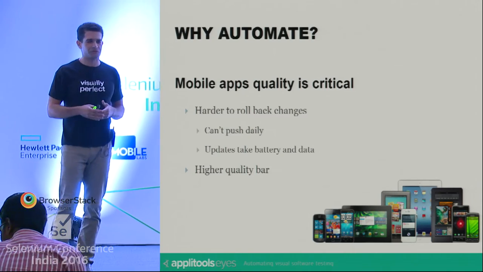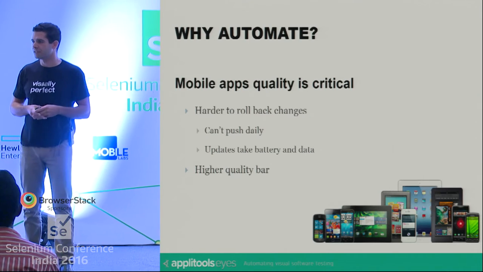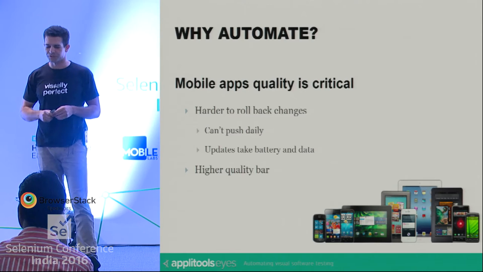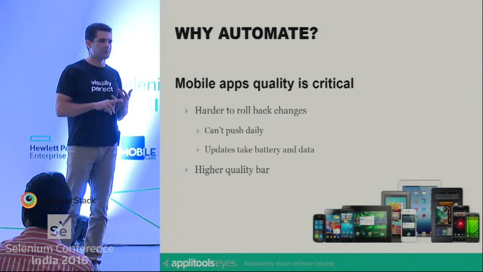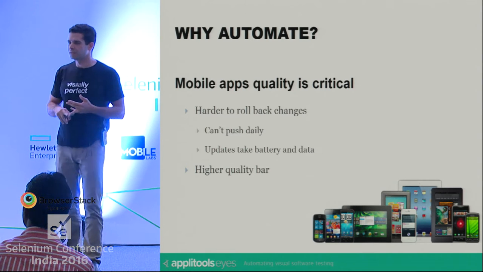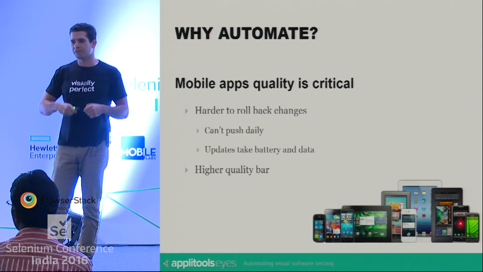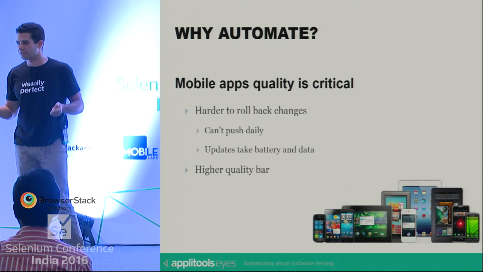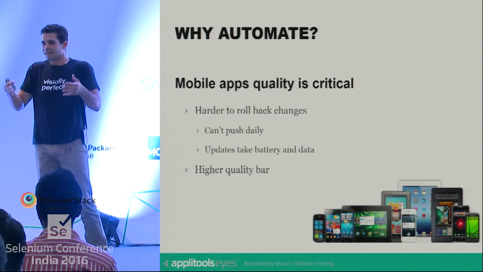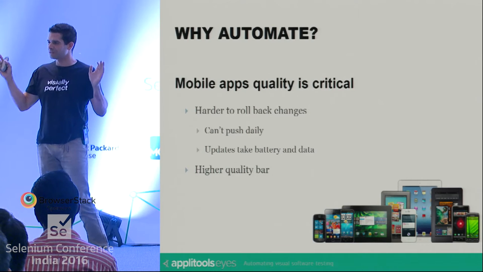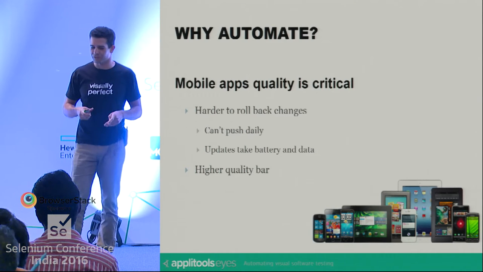The fact is that it's much harder to roll back changes, unlike websites when you can just fix the bug and push it to production. You can't push daily to the App Store, and even if you find a way to work around that, then frequent updates take battery and data and eventually upset your customers. And even with that, customers are not forced to get your upgrade. So they can just decide not to upgrade and stay with your bug forever, right?